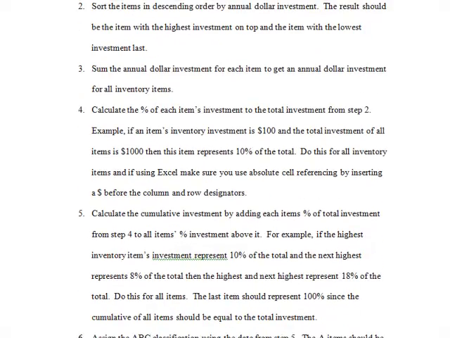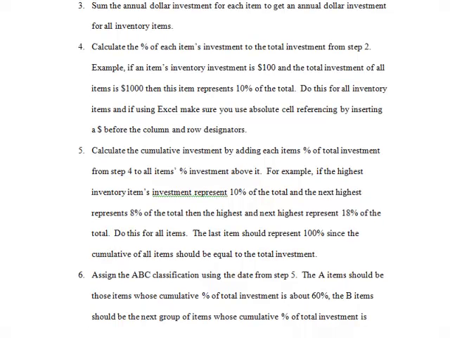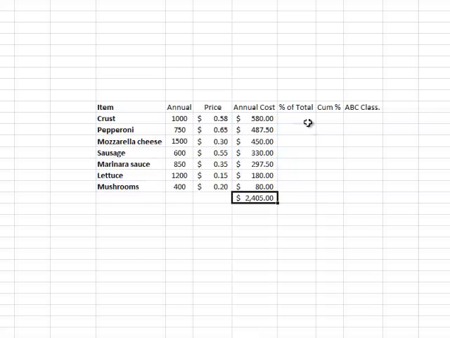Now we are at step number 4, which says to calculate the percentage of each item's investment to the total investment. Okay, so let's do that. For crust, we have an annual investment of $580. As a percentage, what is it compared to our total of $2,405?